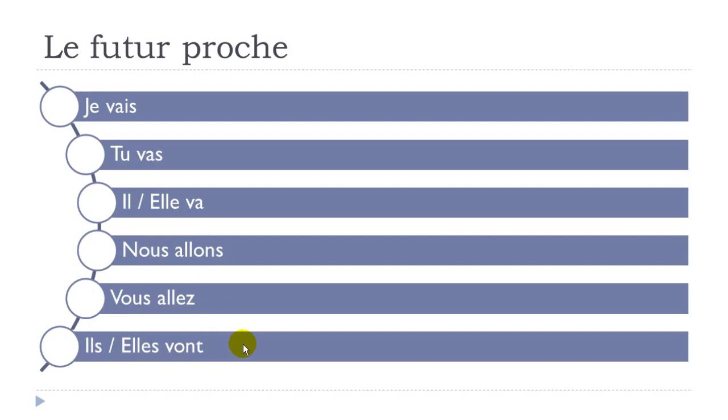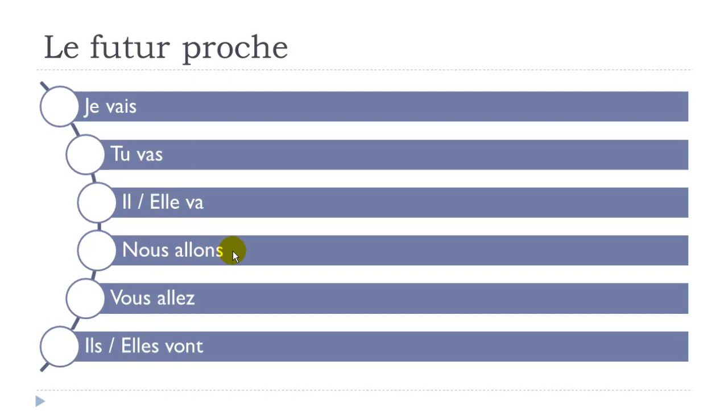Okay, let's see it one more time. Je vais. Final S not pronounced here, and remember when you combine this A and E together, you get the sound E, so really open. Je vais. Tu vas. Final S not pronounced. Tu vas. Il va. Elle va. Nous allons. Remember, final S not pronounced. O and N together, it's on. And then we'll make this little link between the two. What we call the liaison, nous allons, okay?